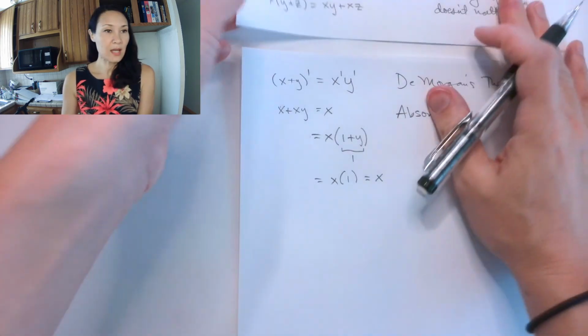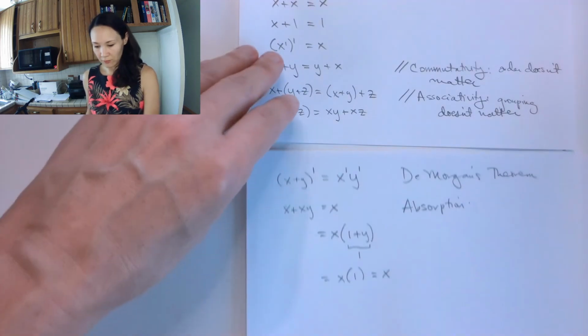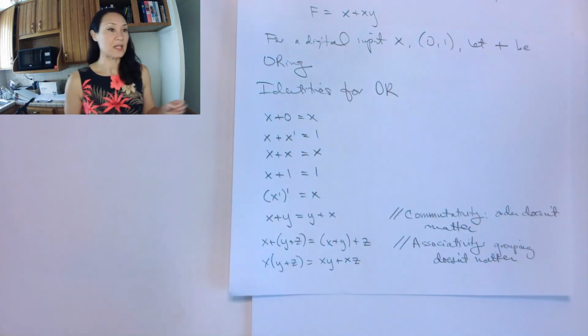So these are the basic identities that we need to start with in order to do Boolean algebra on functions that have ORs in them. In the next video, I'll show you the same set of identities but for ANDing.